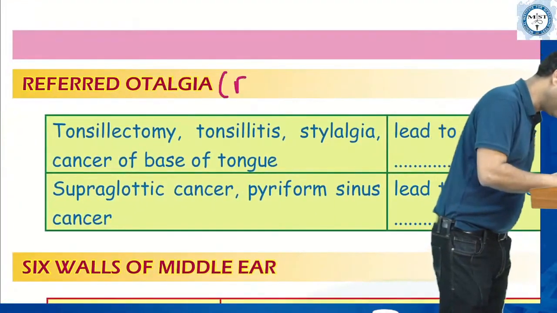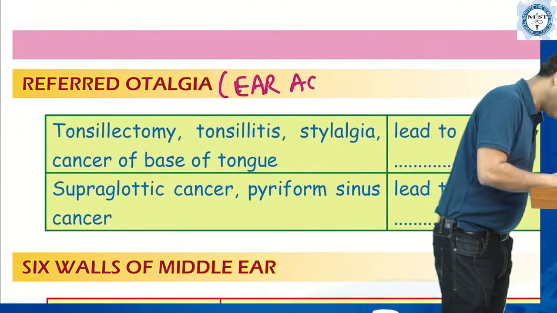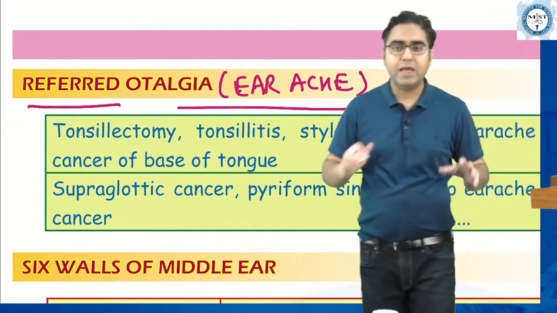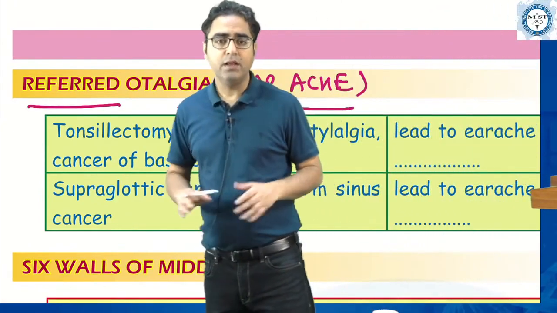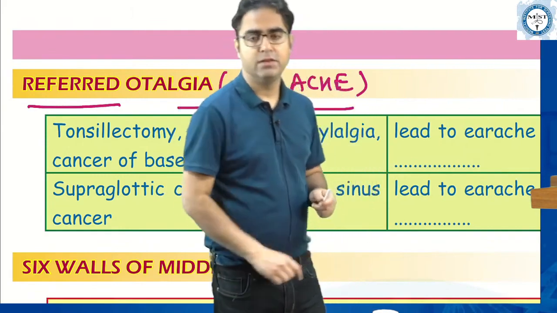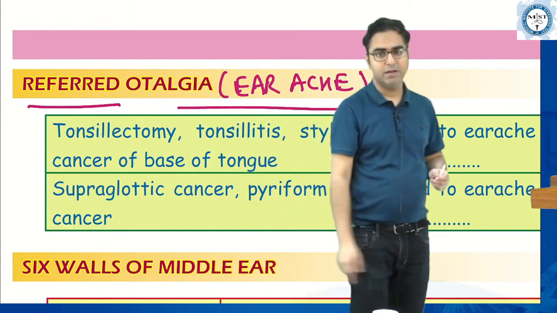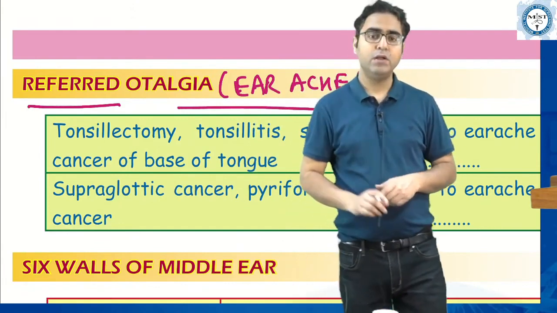Otalgia, meaning earache, beta. Earache referred from somewhere else, beta. The ear is normal, but pain is in the ear. Some other structure is referring the pain to the ear, beta.